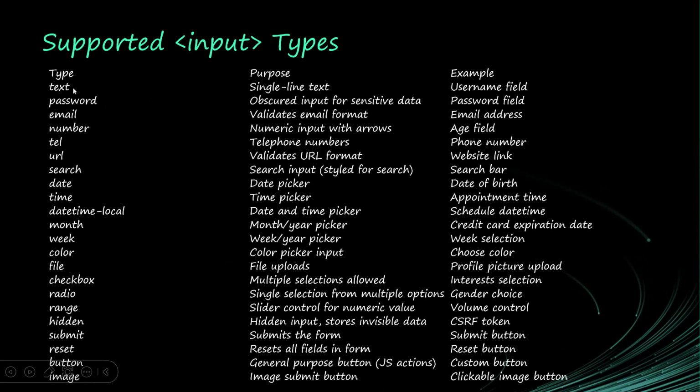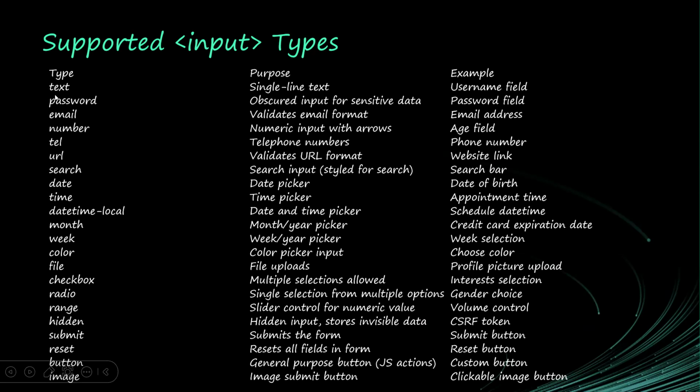So if you take a look, the default is text, we have seen it. This will default to a single line text. So if you want to collect a single line text from a user, you use the type text. The type text is the default, and it is a single line text. If you want to collect more than a single line, you have to use something called a text area, but we'll talk about that later.